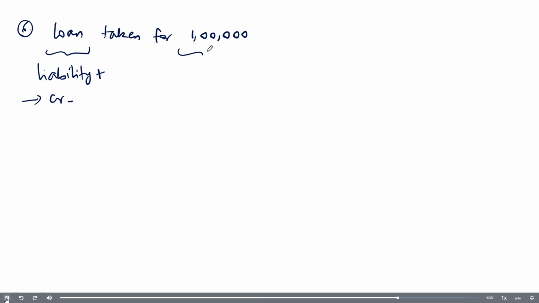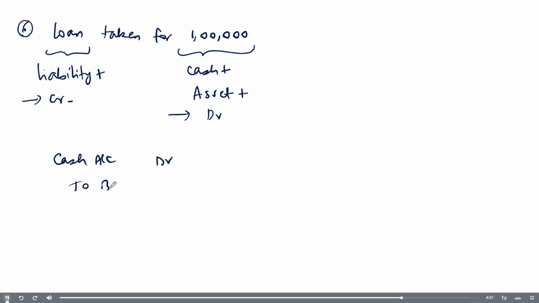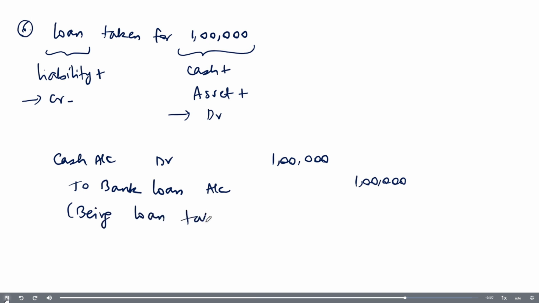Okay, and cash is coming in to the business. Asset is coming in. It is not our money, but for the time being, money is coming in. So debit the asset. Okay, so you will say cash account debit to bank loan. If it is a loan from a bank, it will be bank loan. And narration will be being loan taken from bank.